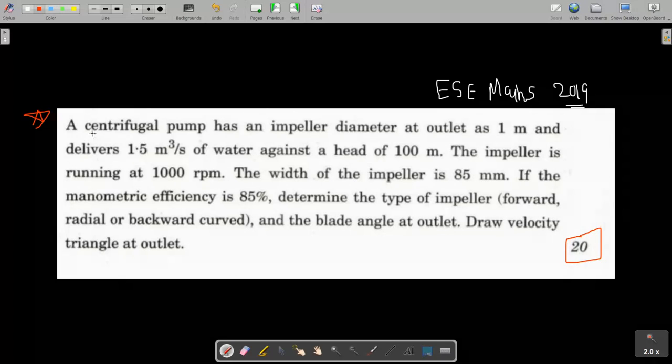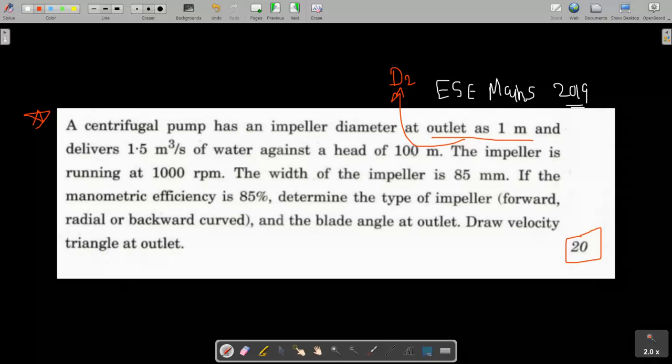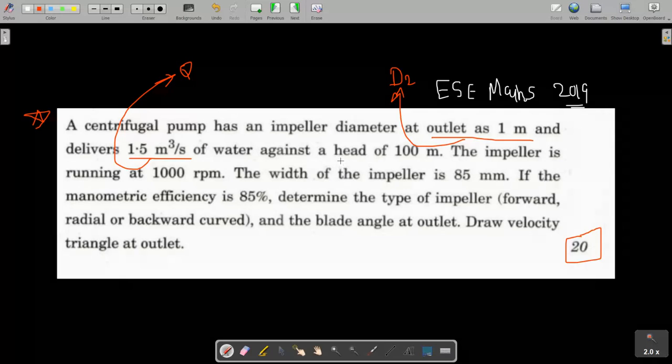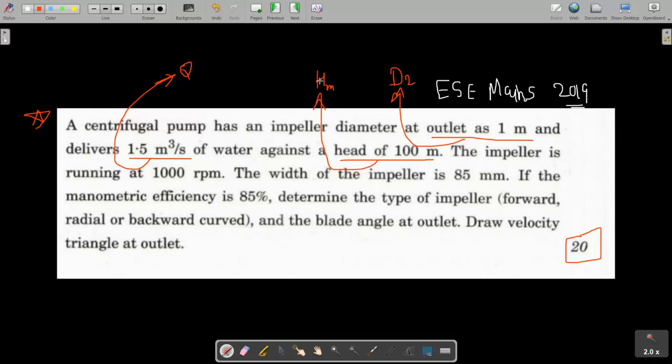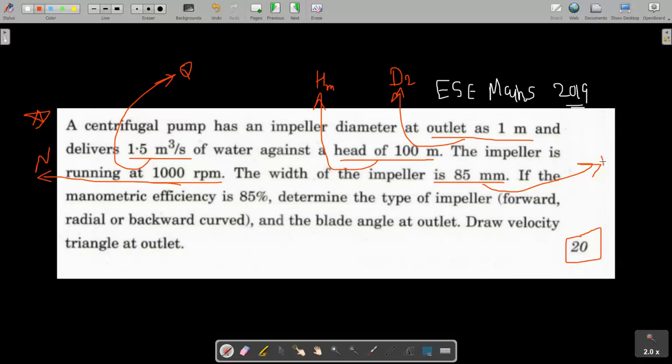The question is: a centrifugal pump has an impeller whose outlet diameter is 1 meter. So the diameter d2 is given, and it delivers 1.5 meter cube per second discharge. So Q is given, against the manometric head of 100 meter. It is only written as head, but we have to consider it as manometric head. The impeller is running at 1000 rpm, and the width of the impeller is 85 mm. So width is b2.